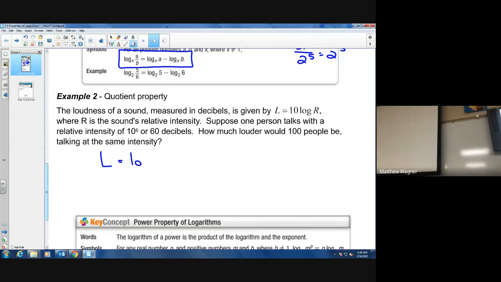10 log, not log 10. And I did the exact same thing. 10 log, and then even though the base isn't there, we're assuming it's base 10.